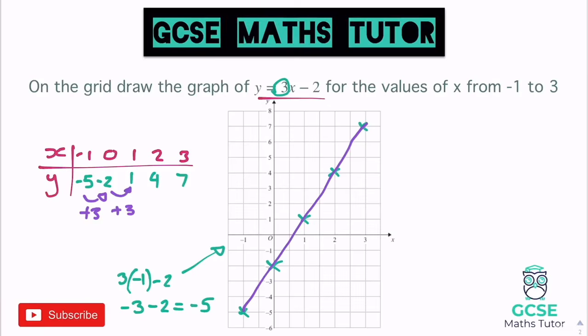You don't need to label it, but if you want to label it, that's absolutely fine. You can just label it as y equals 3x minus 2. There you go, but don't feel that you have to do that. Unless you're explicitly asked to label it, you don't have to.